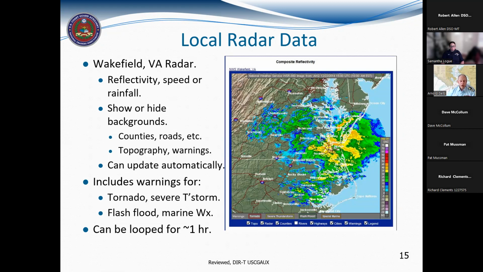Warnings can be included, for example, for tornadoes, severe thunderstorm, flash flood, marine weather, and the looping interval can be up to an hour.